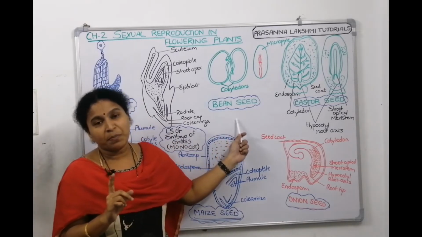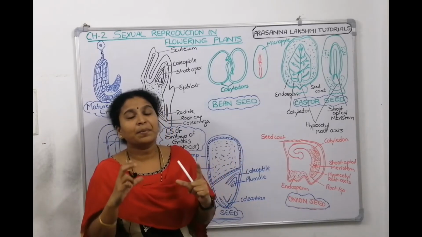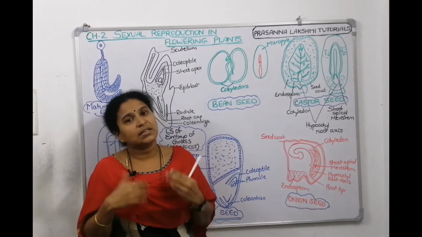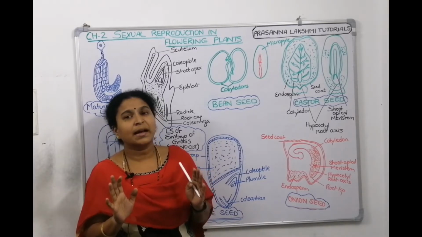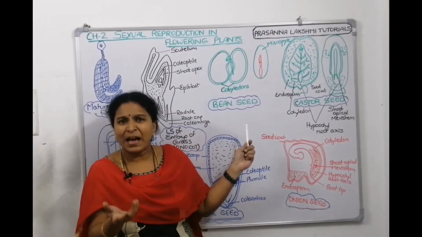So any doubts about bean? Bean is a dicot seed. What is the shape of the bean seed? Kidney shaped, and it has hard seed coats. Dicot seeds are non-endospermic only, right? Dicot seeds are non-endospermic, and beans belong to family Fabaceae.